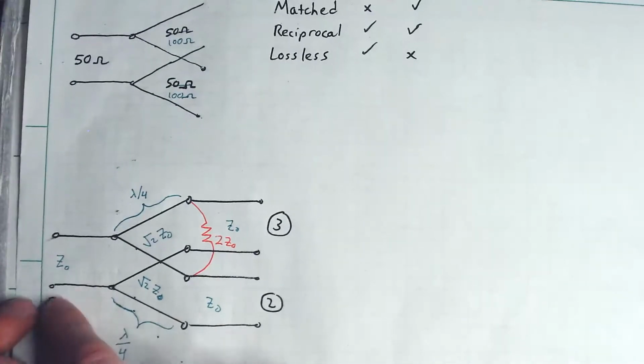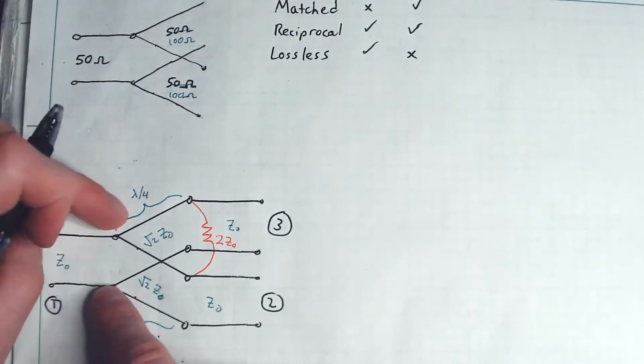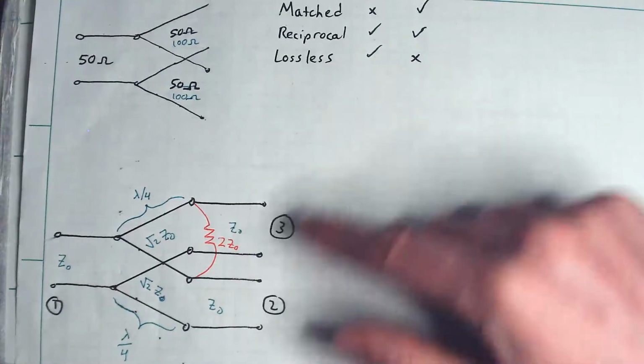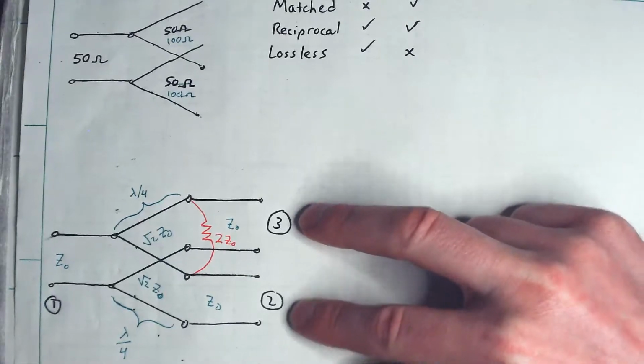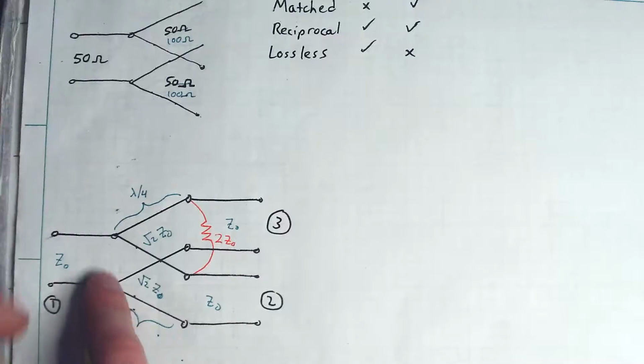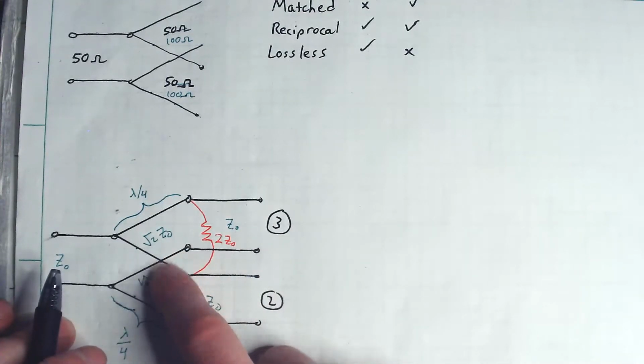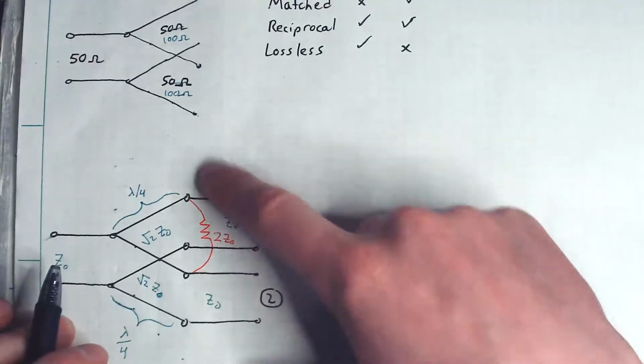Originally, we had a characteristic impedance here at port 1 of Z0 coming in and would split into two. And ports 2 and 3 also had a characteristic impedance of Z0 coming out. In between, we have this sort of T-split where the impedance is chosen to be square root of 2 times Z naught. And we also have this resistor here with a value of 2 times Z naught.